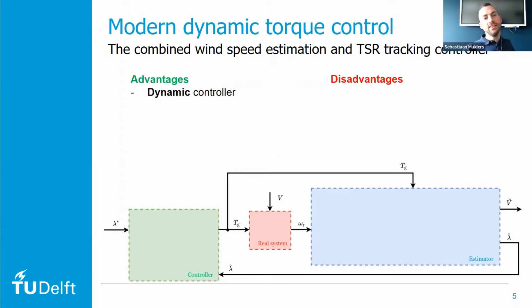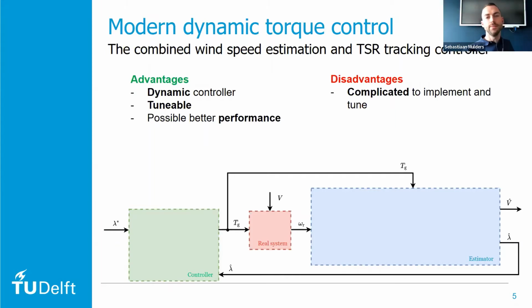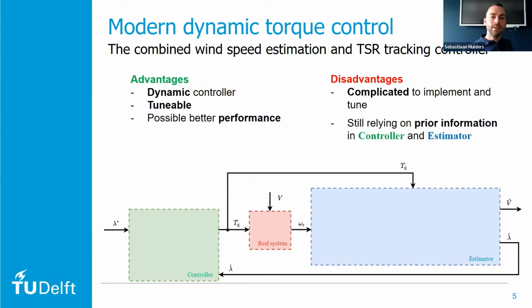Of course, advantages and disadvantages. Now we have a real dynamic controller because there's dynamics in the estimator and also in the controller. It's tunable. We can tune both the blue and the green blocks. And possibly we can get better performance, dependent, of course, on the tuning and the quality of our models, which are inside these controllers, estimators. Disadvantages are that it is complicated to tune and implement. And it still relies on prior information in the controller and the estimator. I'll come back to that a little bit later.